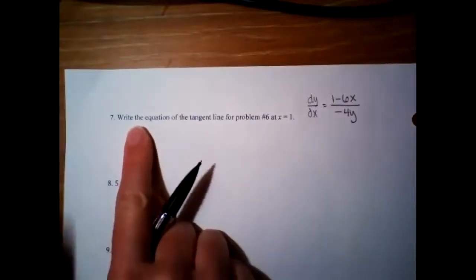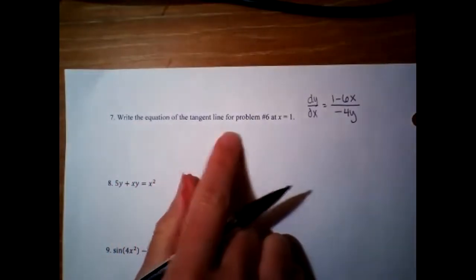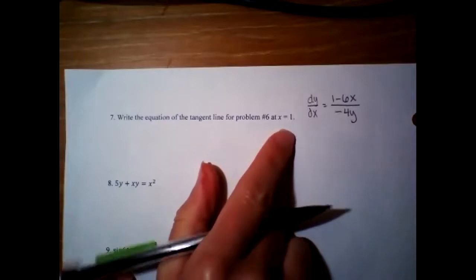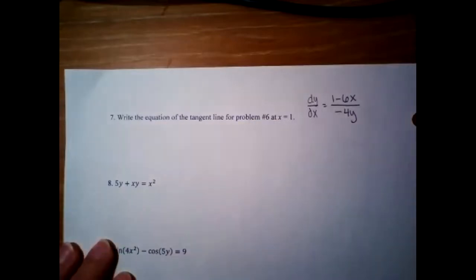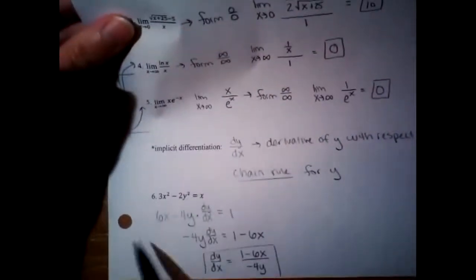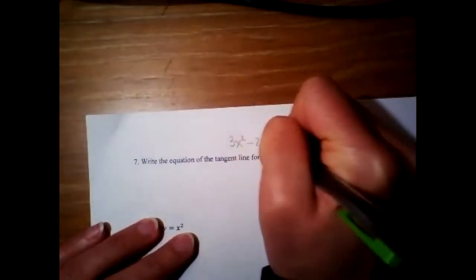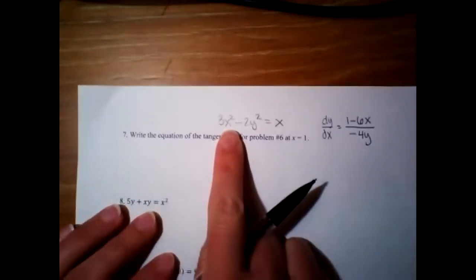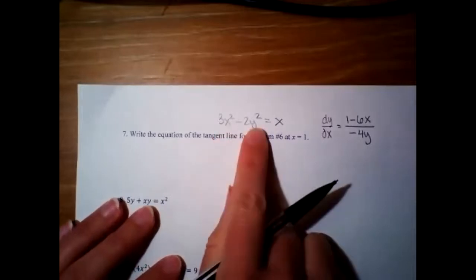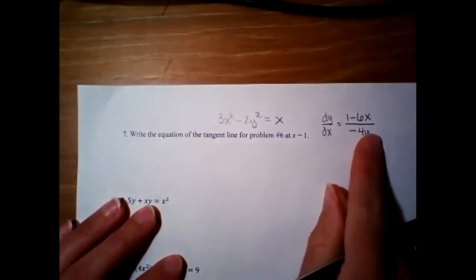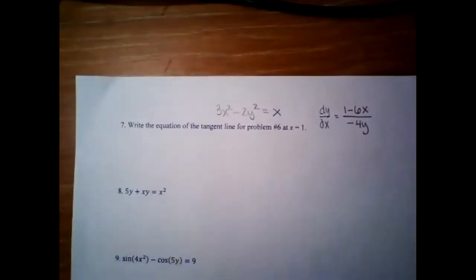Number 7 says, write the equation of the tangent line for problem 6 at x equals 1. So I'm actually going to need the equation itself as well, so let me copy that too. I'm just going to copy this onto the other side of the paper. 3x squared minus 2y squared equals x. That was the problem we were given in number 6, and this is the derivative that we found. I just copied that over so I could see it, so I don't have to keep flipping the paper over.